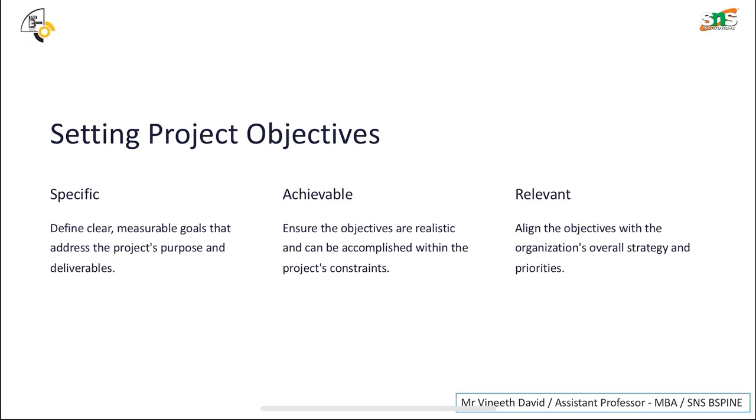Achievable: ensure the objectives are realistic and can be accomplished within the project constraints. Every project cannot be completed within the time. We do have a lot of constraints, because the system may throw errors, or resource persons may take time off, or the situations cannot be matched in the perfect way. So we do have a lot of constraints.